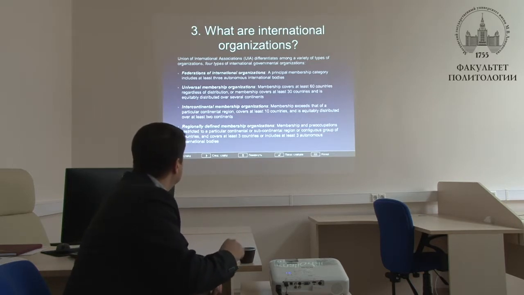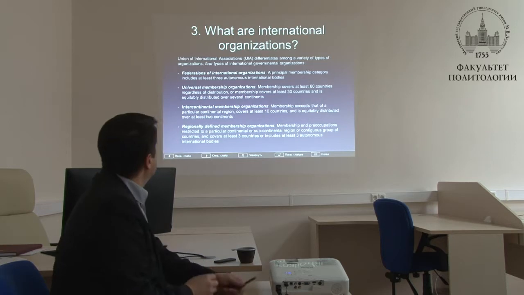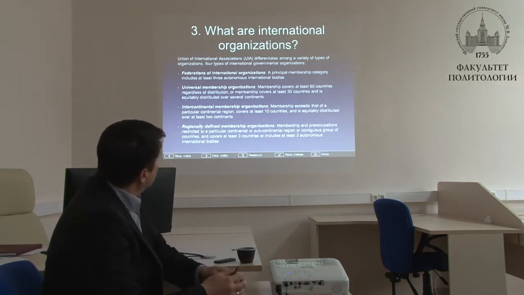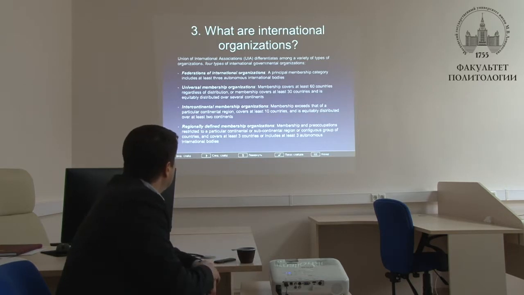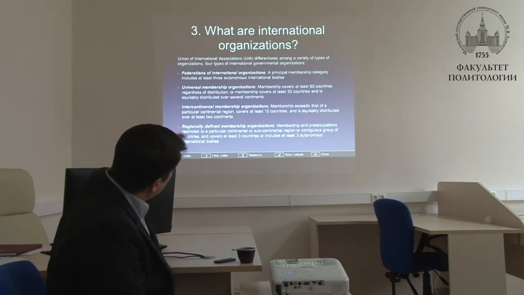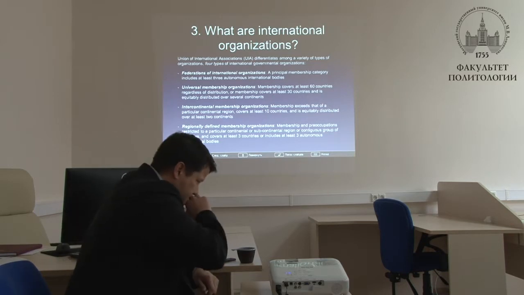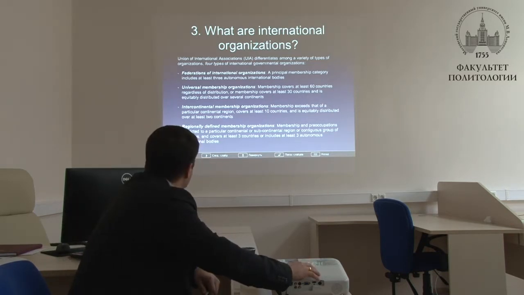These are the 4 types I was just talking about: the Federation of International Organizations, the Universal Membership Organizations, the Intercontinental Membership Organizations, and the regionally defined membership organizations. So these are the 4 rather bold types of international organizations by the Union of International Associations, and these types are differentiated according to their membership.